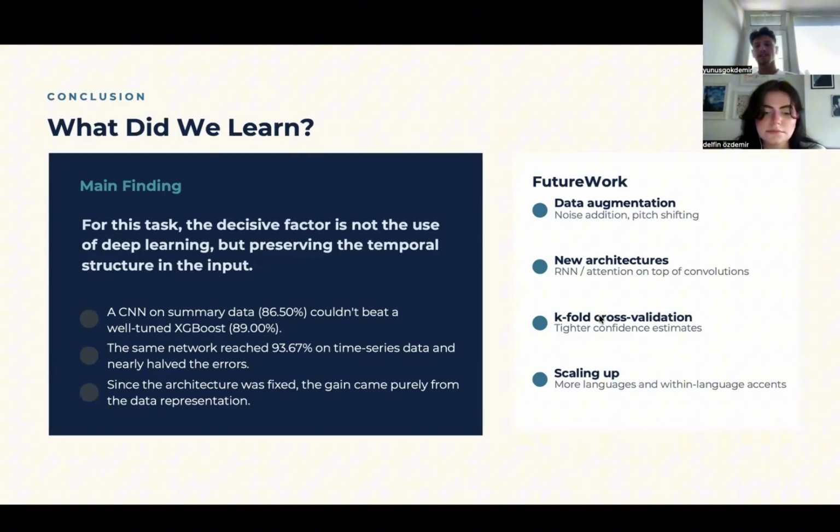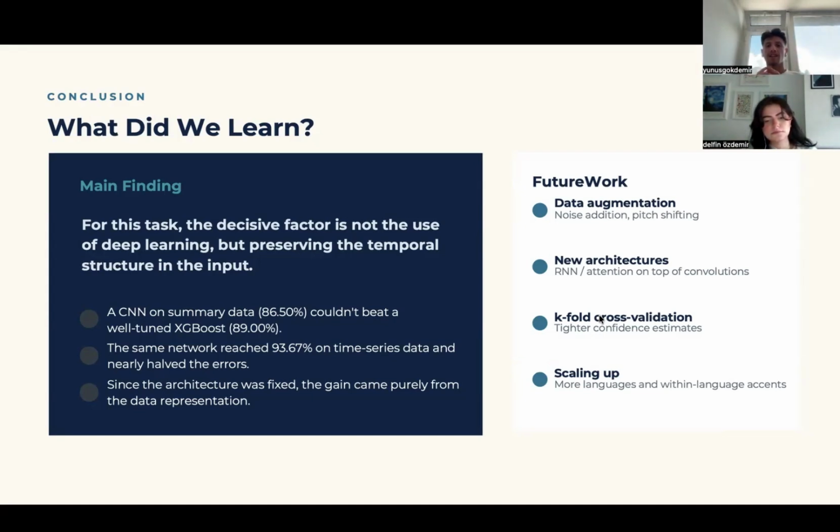A CNN on summary statistics could not beat a well-tuned XGBoost, 86.5 versus 88.9. But the same network, given the time series representation, reached 93.67% and nearly halved the error count. Because the architecture was held constant, that improvement came purely from the data representation.